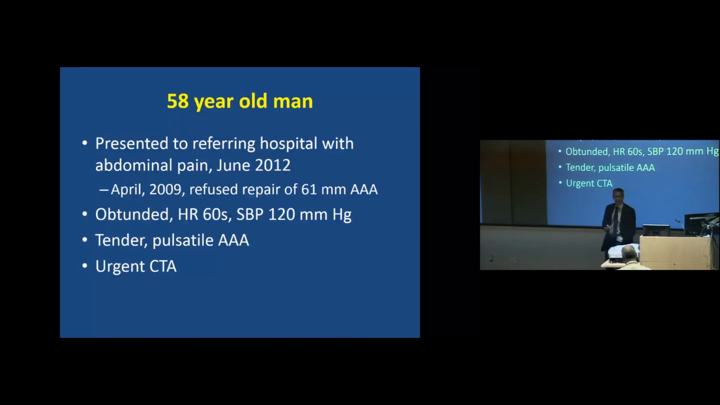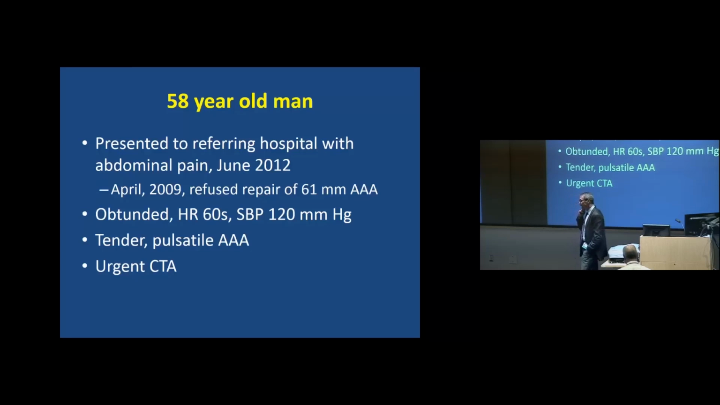So traditionally, Grand Rounds starts with a case presentation, so we're going to be traditional. This is a 58-year-old man who presented from the referring hospital with abdominal pain in June 2012. I actually met him in 2009, at which time he had an infrarenal aortic aneurysm 61 millimeters in diameter. I recommended elective repair as prophylaxis against rupture.